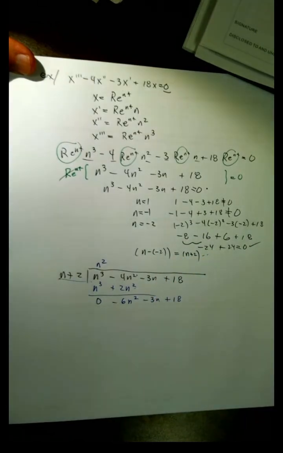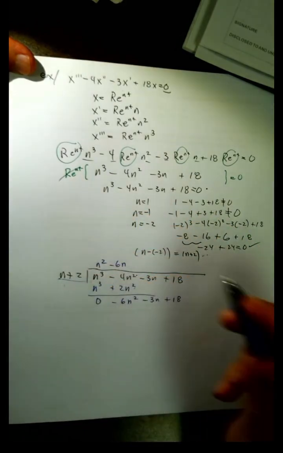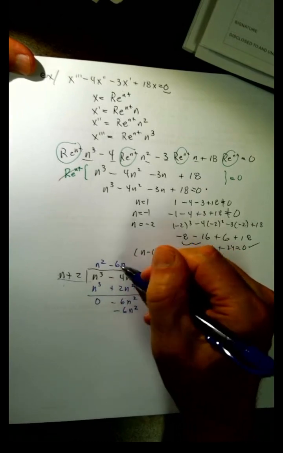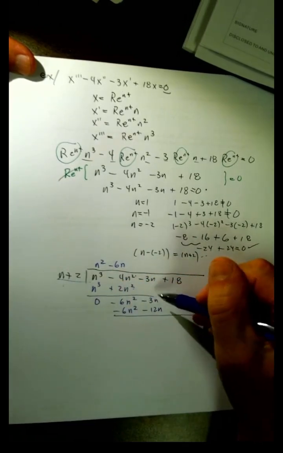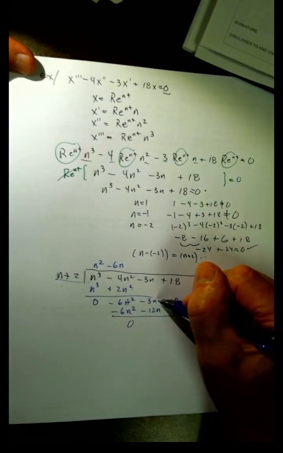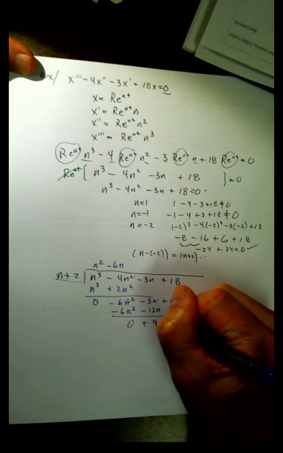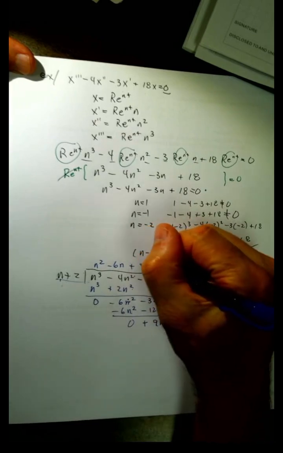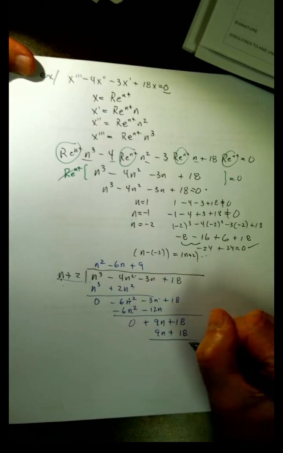And then I bring the rest down. To get 6n squared, I multiply n times minus 6n. So n times minus 6n is minus 6n squared. Minus 6n times 2 is minus 12n. So this minus 6n squared minus a minus 6n squared is 0. Minus 3n minus a minus 12n is plus 9n. I bring that down, and to get 9n, I multiply n by 9. So I'm going to get 9n plus 18 is 0.